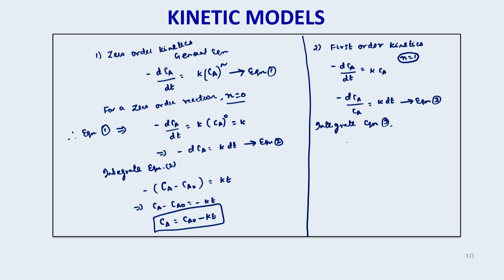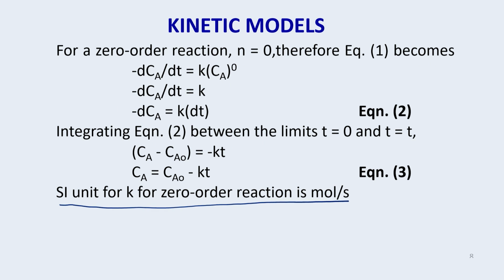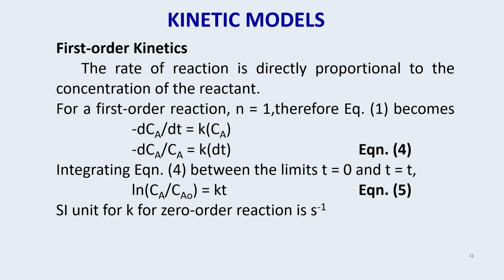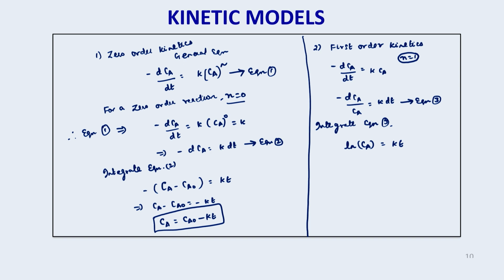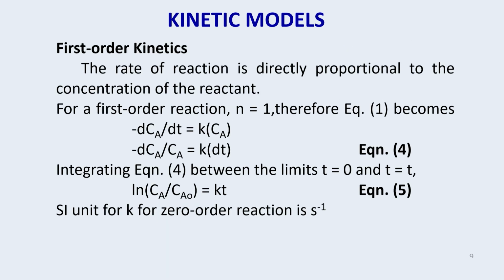So the left hand side, we get integral dx by x is ln x. So like that, ln of Ca equals integral dt is t, so k into t. The limits are from t equal to 0 to t equal to t. So t minus 0 is t on the right hand side. So this will be minus dCa. Yes, minus dCa.